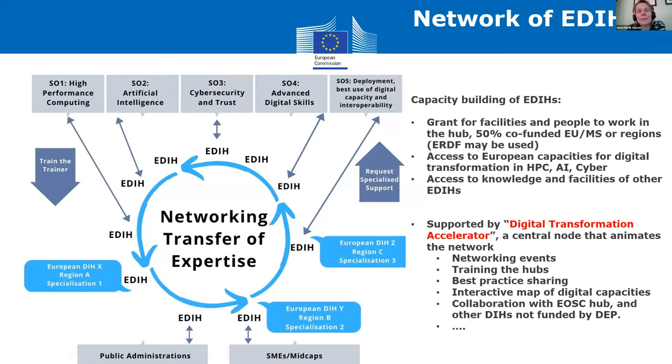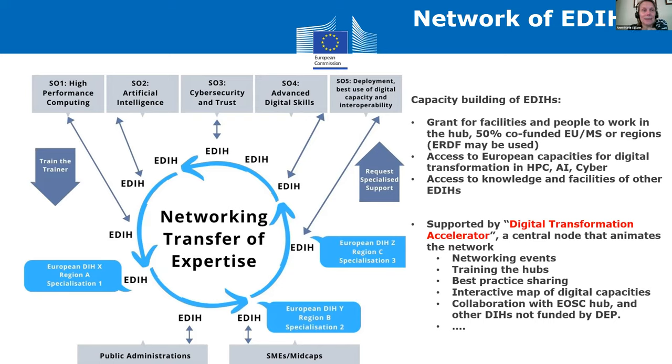Yeah, this slide gives an overview of how we see the overall structure of the Digital Europe program. So I already explained, we are going to invest in digital capacities. And these digital capacities will be in the areas of high performance computing, artificial intelligence, cybersecurity and trust, and advanced digital skills. These are digital skills in the areas of HPC, AI and cybersecurity. And then we have a fifth strategic objective, which is called deployment and best use of digital capacity and interoperability. And there we want to stimulate projects of importance to really show how all these capacities can be used in the best way.